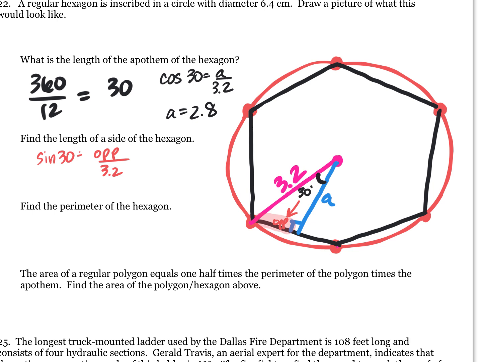So we're going to go 3.2 times the sine of 30. And we get 1.6. The opposite side was 1.6. They said find the side length of the hexagon. That was just this little guy. What do we need to do to that? Double it. And we get?